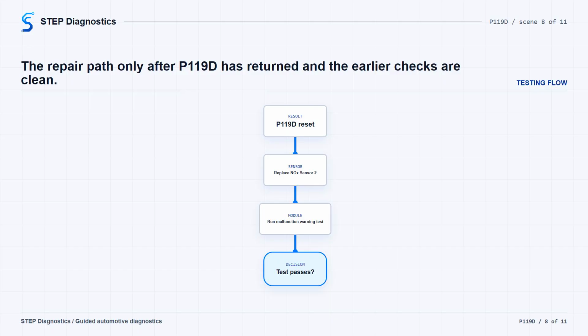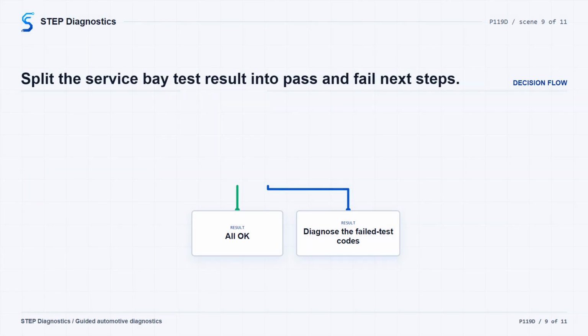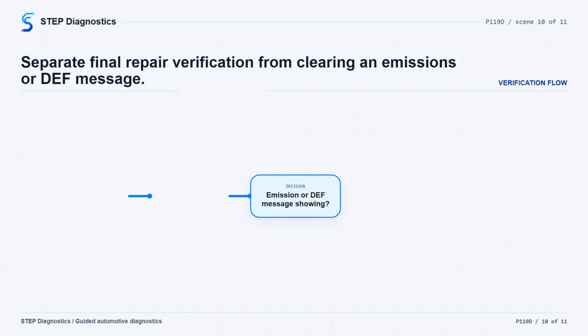After that repair, run the scan tool reductant system malfunction warning service bay test, and verify the test passes. If the test does not pass, stop this path and diagnose the codes indicated by that failed test result instead. If the test passes, that portion of the repair checks out as all okay. Keep the repair verification separate from the category testing. After completing the repair, verify the repair and confirm the code stays gone.